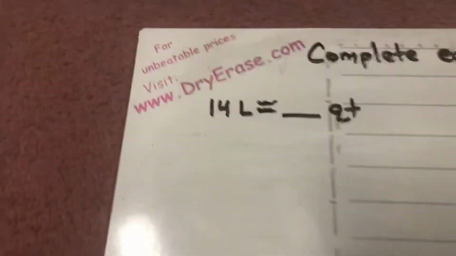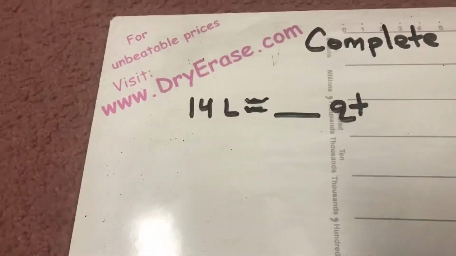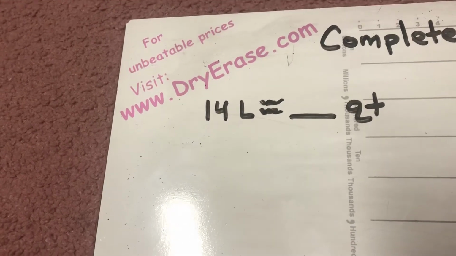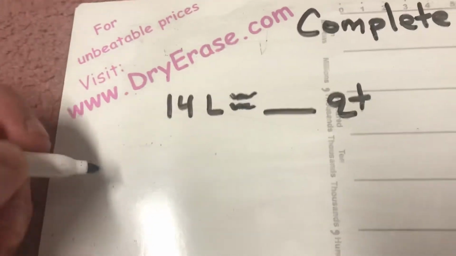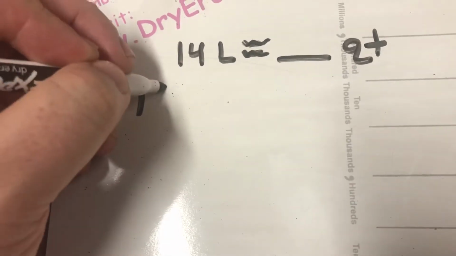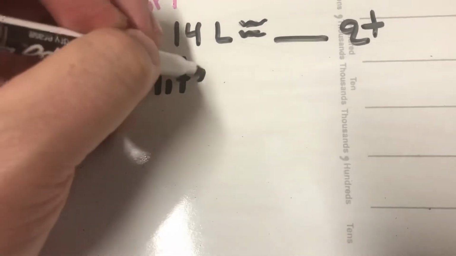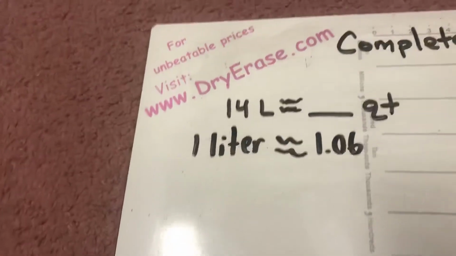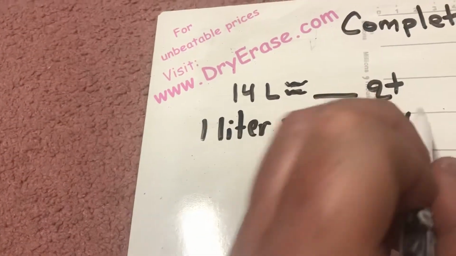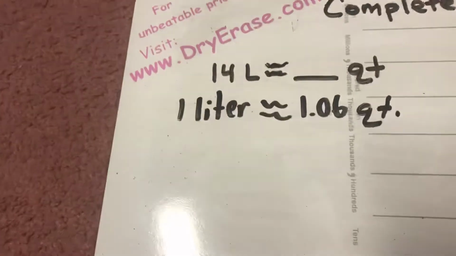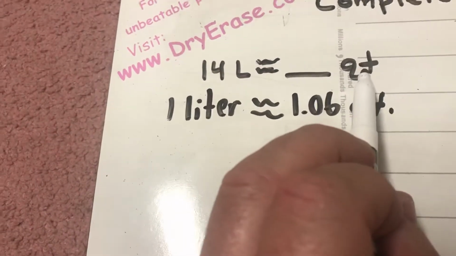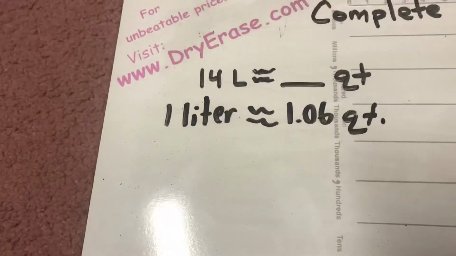So we're going to start with this one. 14 liters equals so many quarts. Well, we first of all need to look at the conversion chart. And when we look at the conversion chart, we find that 1 liter is about 1 and 6/100 of a quart. Okay, it's not exact, but it's pretty close. But I have 14 liters. So what am I going to do to figure out how many quarts that is? Well, that's going to be a multiplication problem.